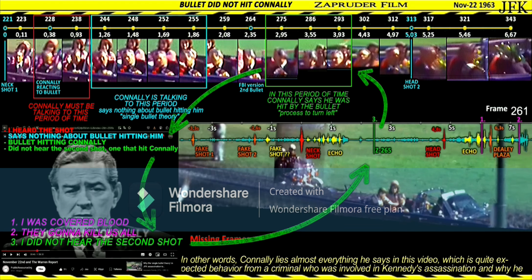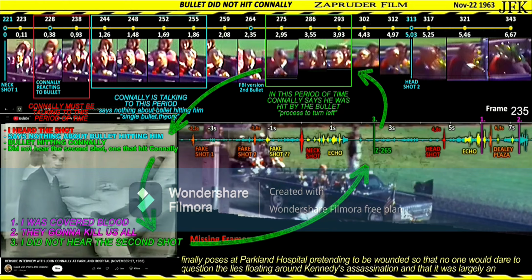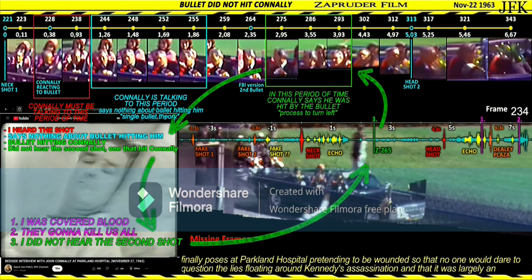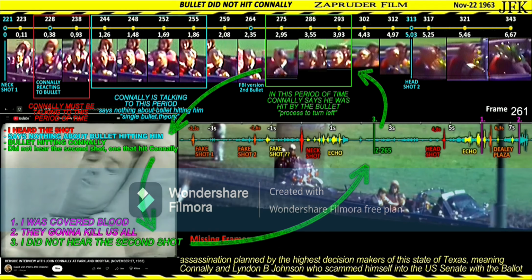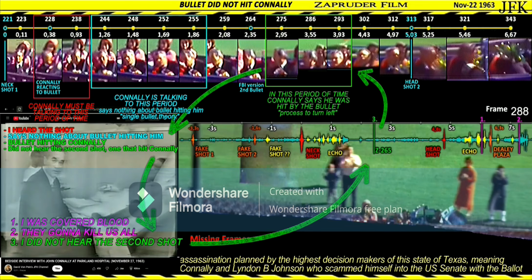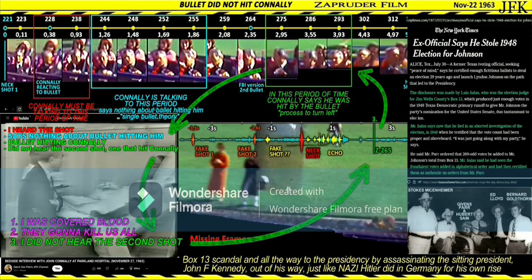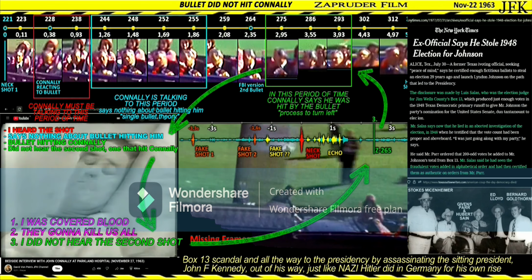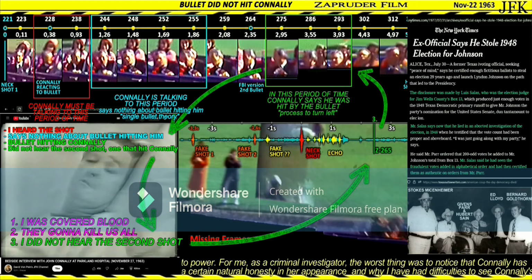who was involved in Kennedy's assassination, and why he finally poses at Parkland Hospital pretending to be wounded, so that no one would dare to question the lies floating around Kennedy's assassination, and that it was largely an assassination planned by the highest decision makers of the state of Texas, meaning Connolly and Lyndon B. Johnson, who scammed himself into the U.S. Senate with the ballot box 13 scandal and all the way to the presidency by assassinating the sitting president, John F. Kennedy, out of his way, just like Nazi Hitler did in Germany for his own rise to power.